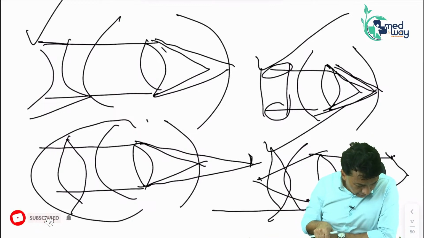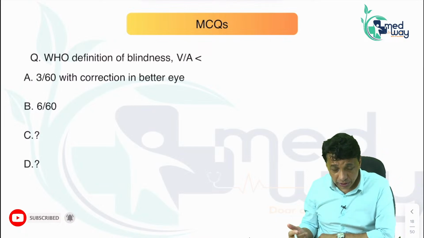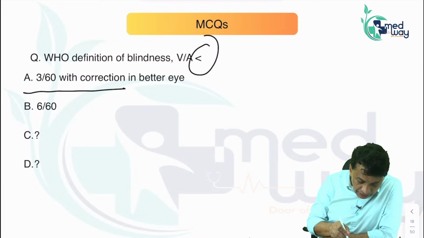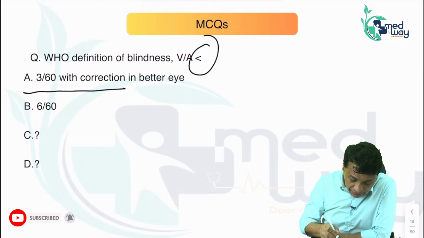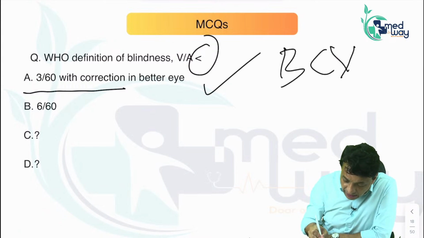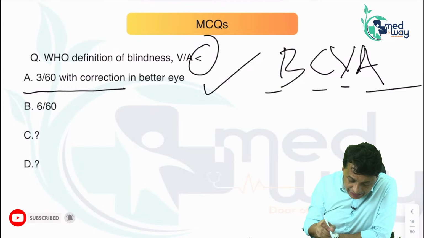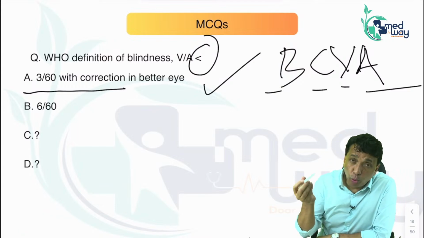Okay, very well. Then according to WHO, very standard question, what is the definition of blindness? Remember, it is less than 3/60 with correction, which means with glasses, and in the better eye. So, kindly remember, we call this BCVA. The BCVA stands for best corrected visual acuity. So, it is less than 3/60 in the better eye, with wearing glasses.